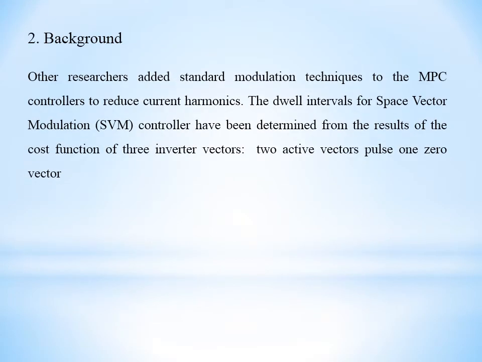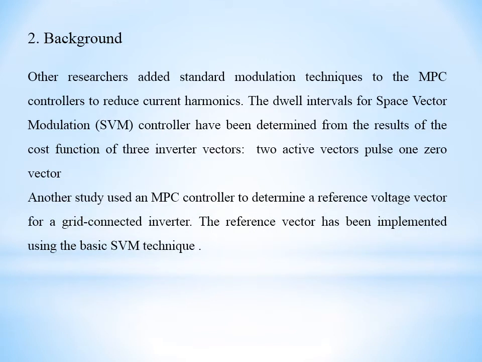Other research added standard modulation techniques to the MPC controllers to reduce current harmonics. The dual intervals for the space vector modulation controller have been determined from the result of the cost function of three inverter vectors, two active vectors plus one zero vector. Another study used an MPC controller to determine a reference voltage vector for a grid-connected inverter. The reference vector has been implemented using the basic SVM technique.